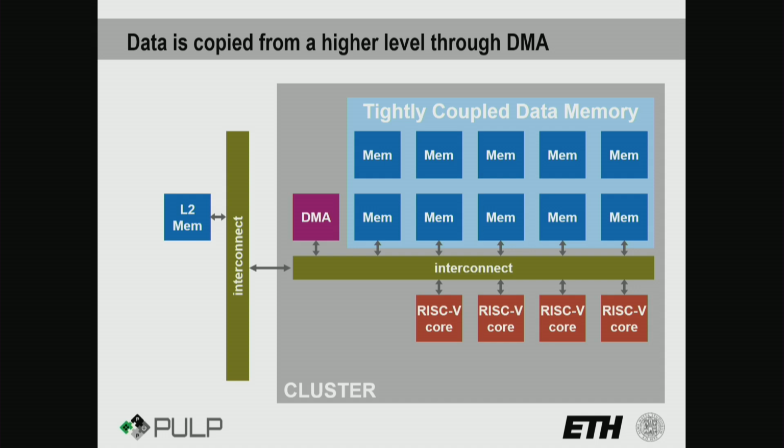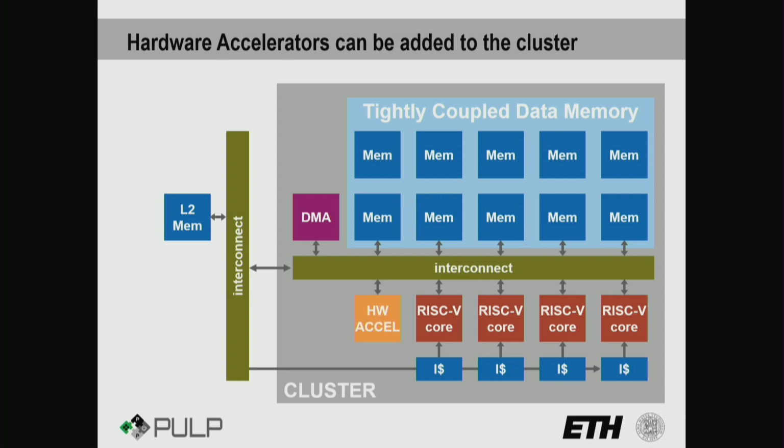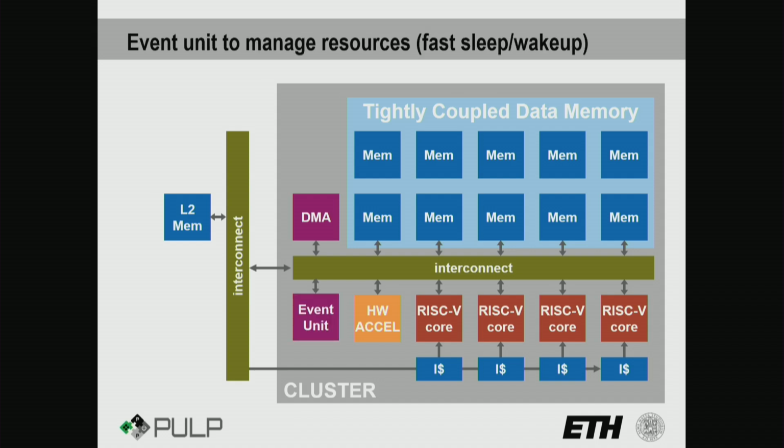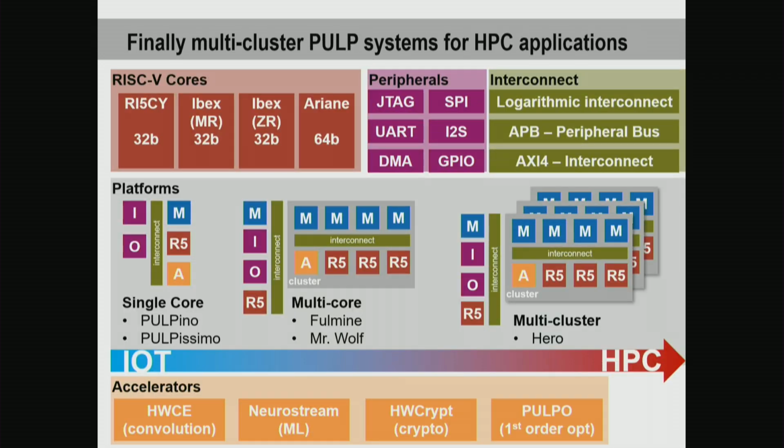There's a DMA to move data back and forth between them while the processors operate. The processors have a shared instruction cache attached, which fetches data from the SoC domain. You can have hardware accelerators to do fixed function work at high energy efficiency, and we have an event unit to manage resources and allow for fast sleep and wake up. Then on top of that, you can take this SoC domain and add a full microcontroller system there, PULPissimo for example, which can turn off the cluster and run very simple tasks at the same time.